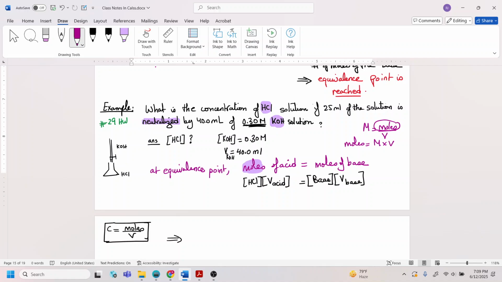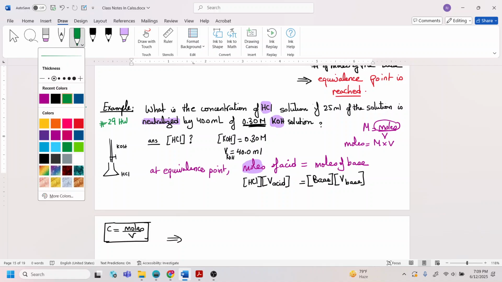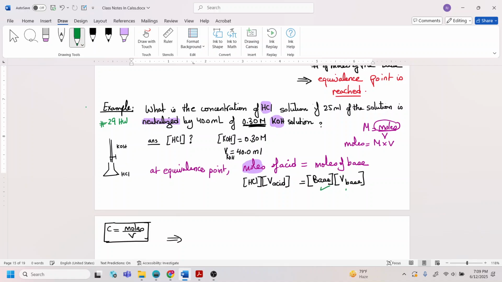So I already know the concentration of the base. They gave it to me, 0.3. I know the volume of the base in there. Okay, so I know that. I don't know the concentration of the acid. This is what I need. And the volume of the acid, it's given to be 25 mils. It says, what is the concentration of HCl solution if 25 mil of the solution, so 25 mils of acid. So I am given that the acid is 25 mils. So that is given already.